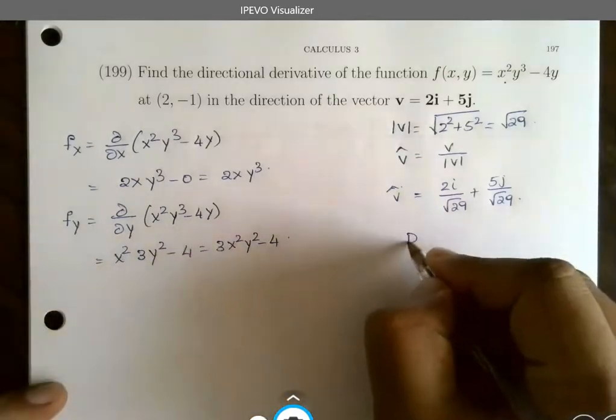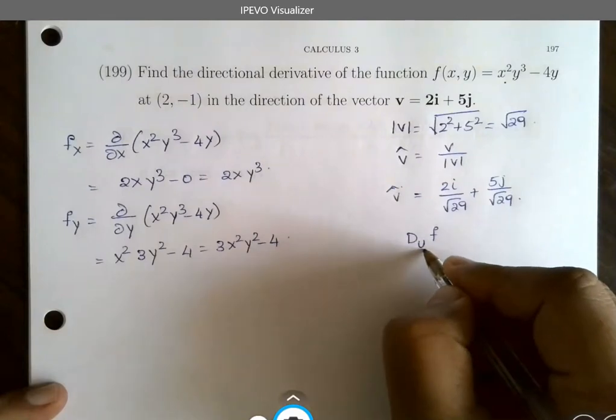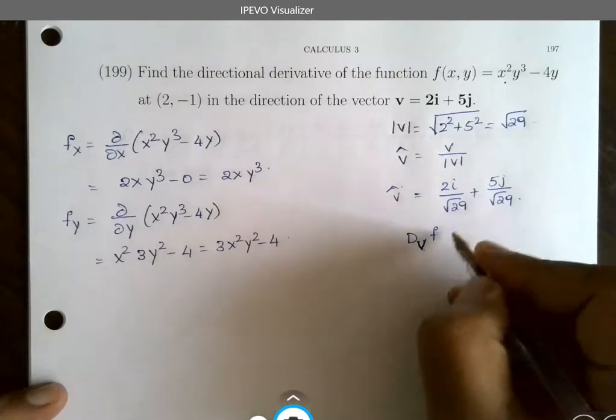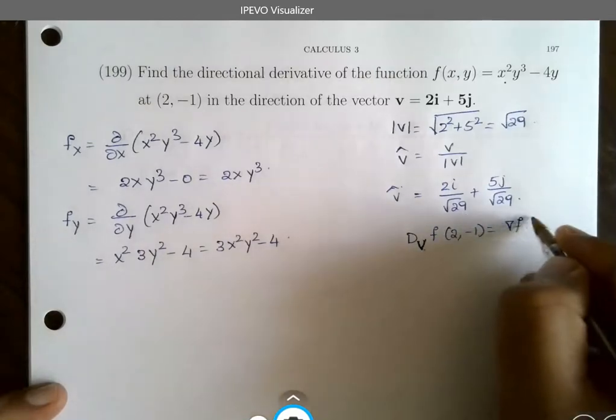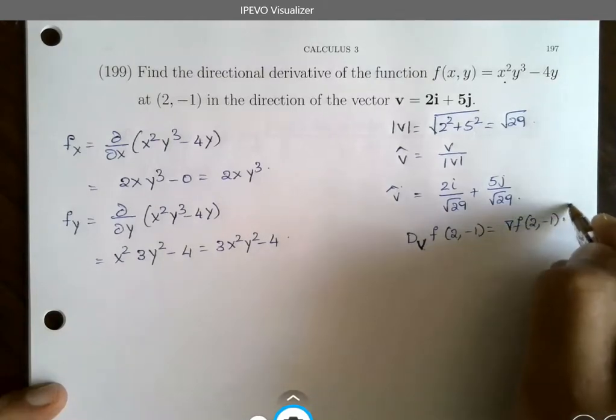Okay, recall the directional derivative of f in the direction of the unit vector u, evaluated at (2, -1), is going to be the gradient of the function at (2, -1) dot the unit vector u.